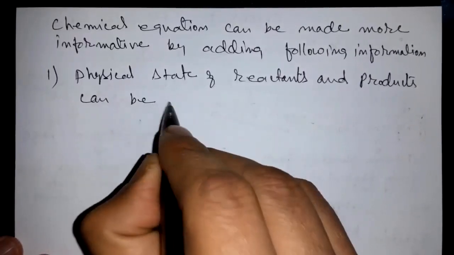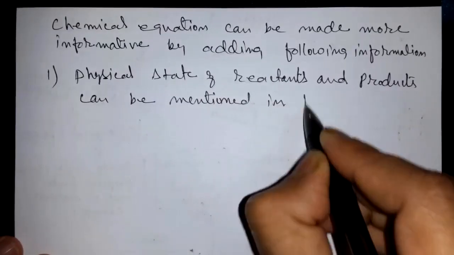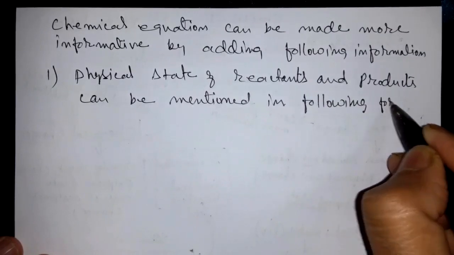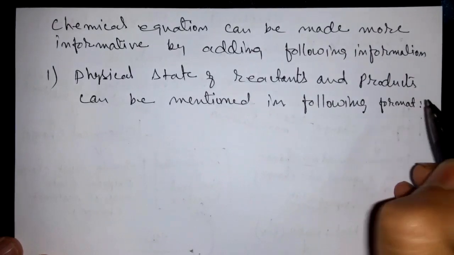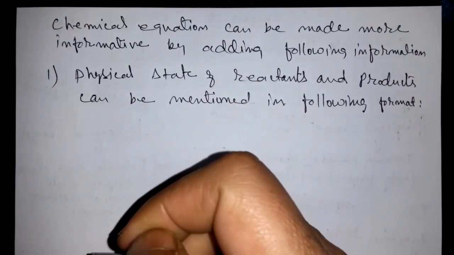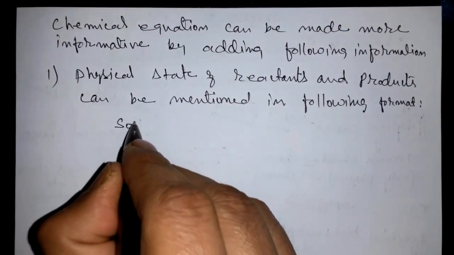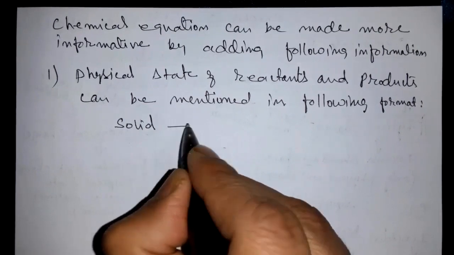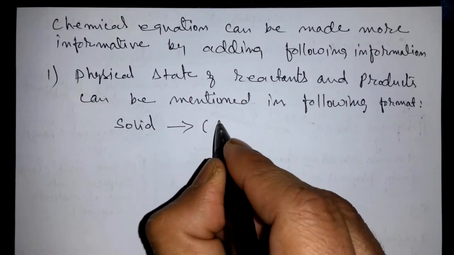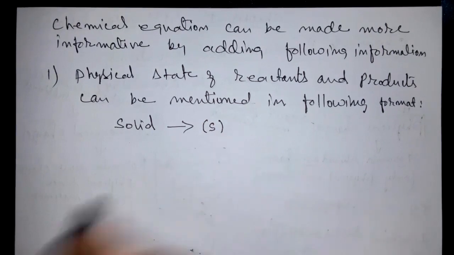It can be mentioned in the following format. For example, if the physical state of any substance in the chemical equation is solid, then to represent that the substance is solid, we can write a bracket and then a small s.